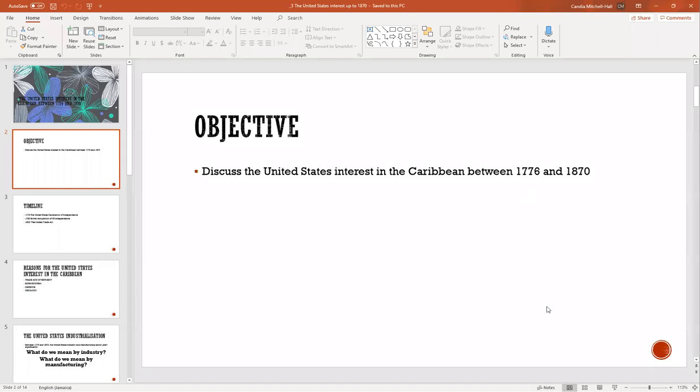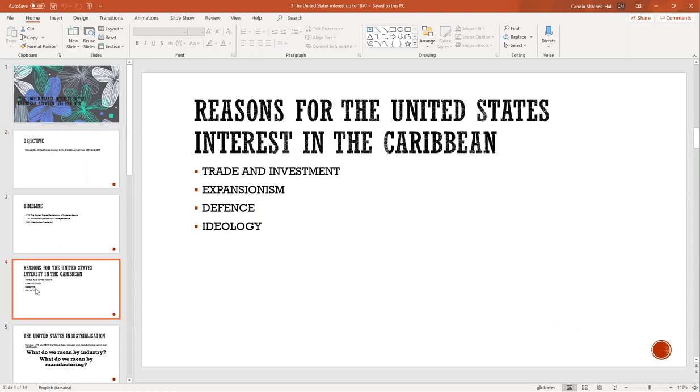No, I'm telling you up front that after 1880, the United States is going to get extremely involved in the Caribbean affairs. Very, very involved. And so we need to know the reason why they were interested in the Caribbean. Right? And these are the reasons they were interested in the Caribbean.